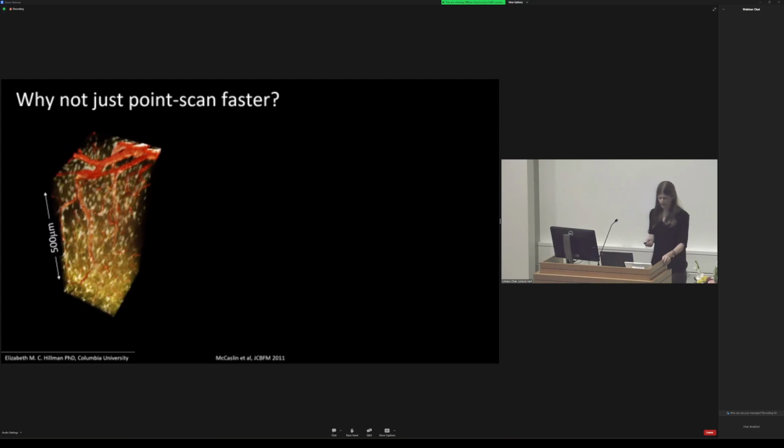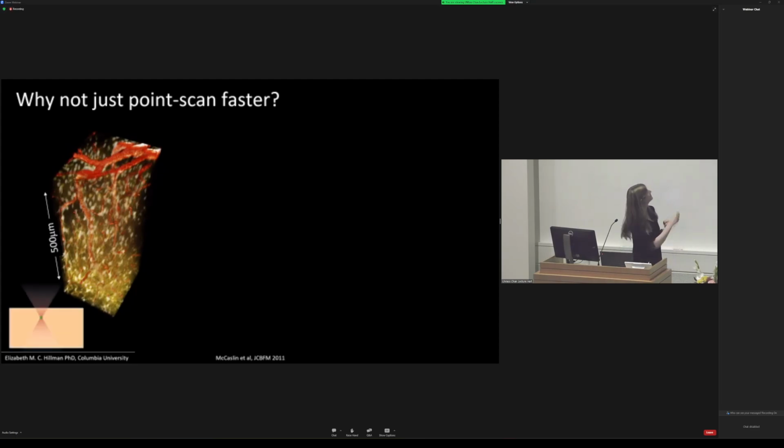Okay, so, all right. So we want to make a fast 3D microscope. We're going to do 5 minutes of physics, so act accordingly. So if I want to image this three-dimensional volume, this is actually a living mouse brain. There's a dye in the vessels, and then the yellow color is astrocytes.